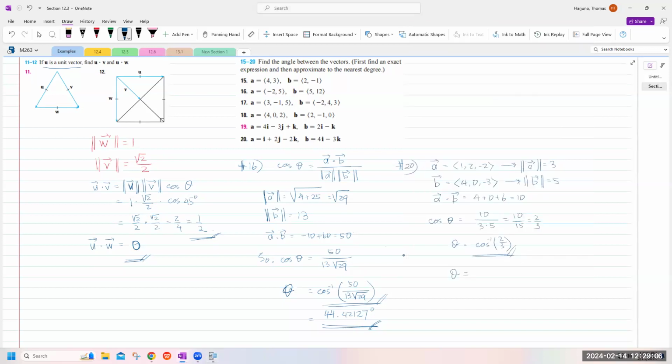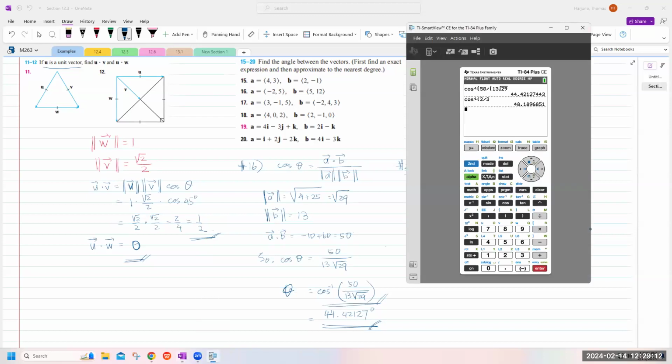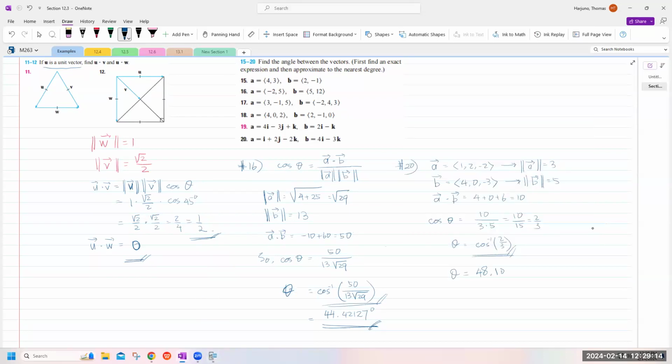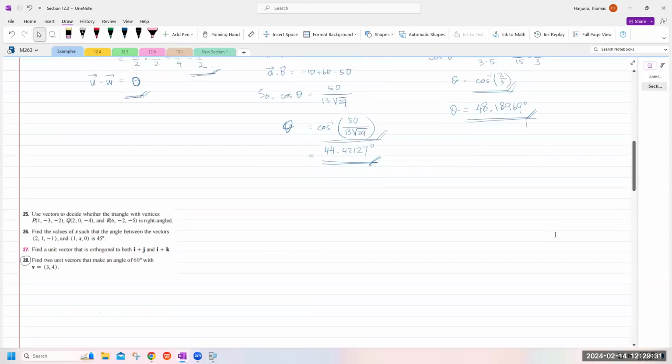That's 48.18969 degrees. That's the approximate value. Okay, give me the exact value first, and then when you give the approximate one, at least 5 decimal places. Okay, let's go on.